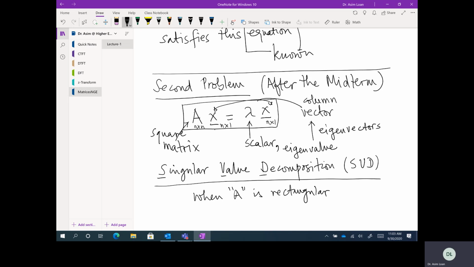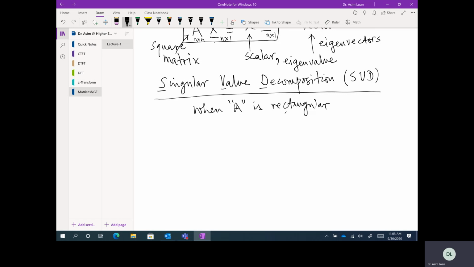When A is rectangular, this means A can be a fat matrix. So this is a fat matrix. So this is 1, this is m, the number of rows. This is 1, this is n, the number of columns. So obviously m is less than n. So the number of rows is less than the number of columns.